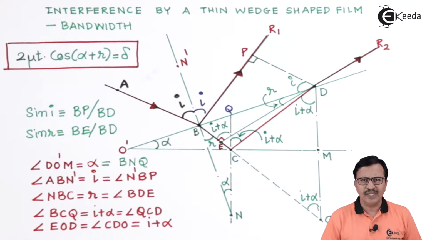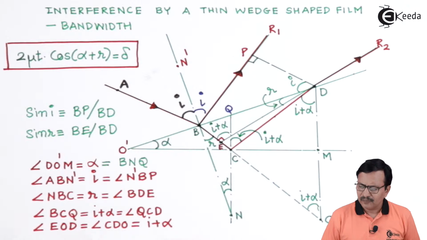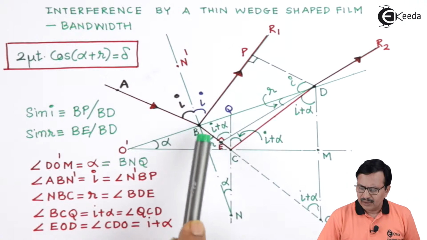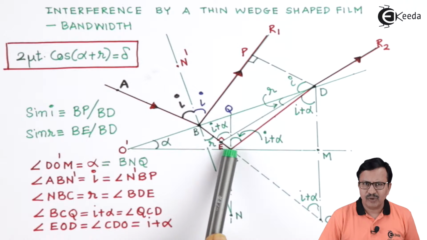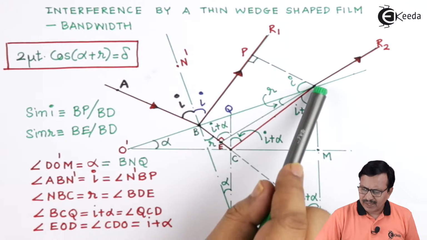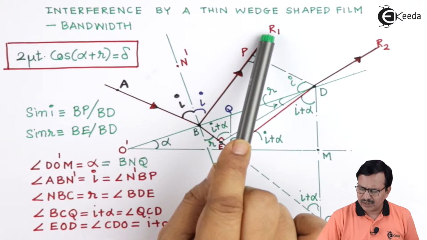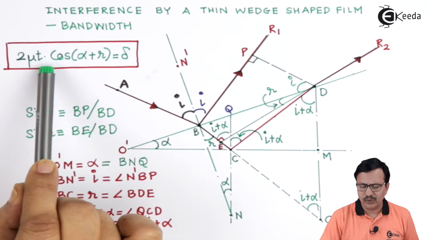Let us quickly recollect what we have done in the interference pattern of a thin wedge-shaped film. Here is the diagram. So we have alpha, which is the wedge angle. We have an angle of incidence of the monochromatic light, which is i, and this is the reflected ray R1. This particular ray is transmitted. It once again is reflected from the lower plate of the wedge shape, and R2 is once again the transmitted one. So we are getting an interference pattern due to the interference between these two rays, R1 and R2, and the path difference between the two is coming out to be delta is equal to 2 mu t into cos of alpha plus r.